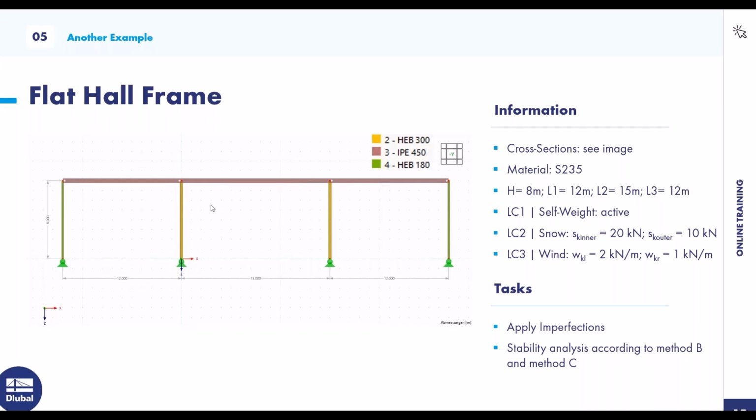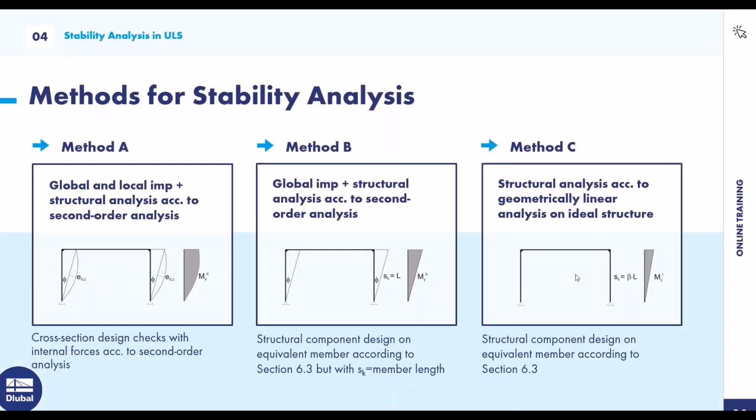So that's all for the introduction. Okay, a snow load case, I can show that in the program as well. The task for this example is to apply imperfections, and we will do a stability analysis according to method B and method C. I start with method C without imperfections, and then I turn to method B, where the imperfections are necessary. Now we can turn back to the slide. That's with the determination of the buckling lengths and without imperfections, and method B with imperfections.